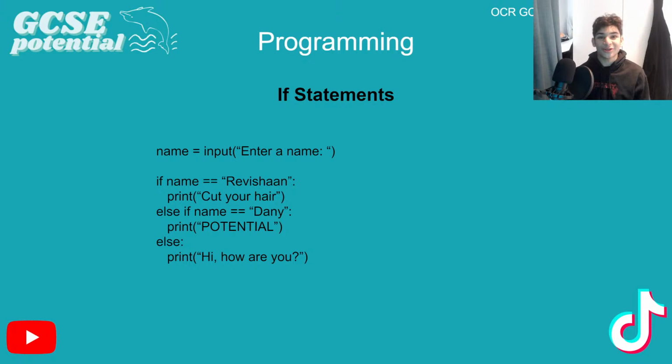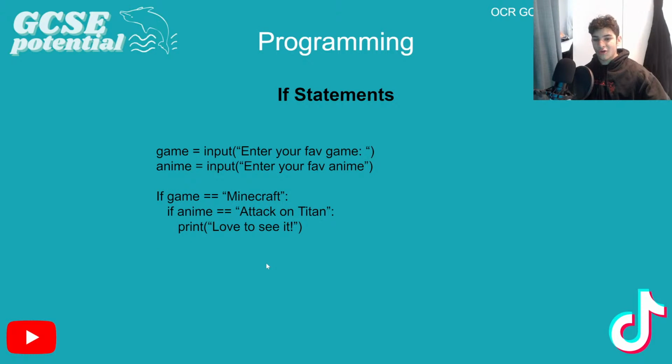You can also do an else if. So the first condition is if your name is Ravishan, that happens. Otherwise, another condition is if your name is Danny, it prints potential, because that's what I wanted to do. And then otherwise, nothing happens. So if those 2 conditions are not true, then this is printed. Hi, how are you? Now, we can also do nested if statements.